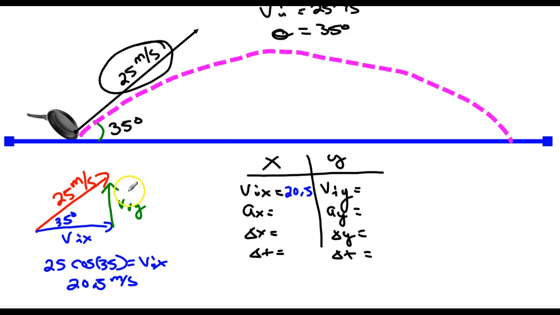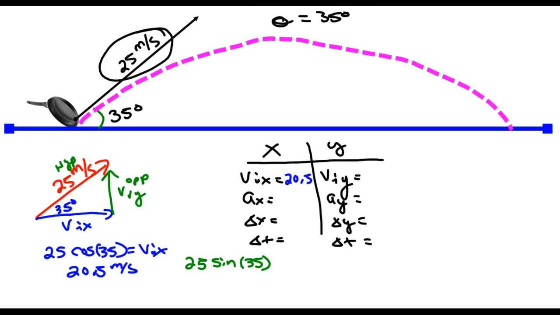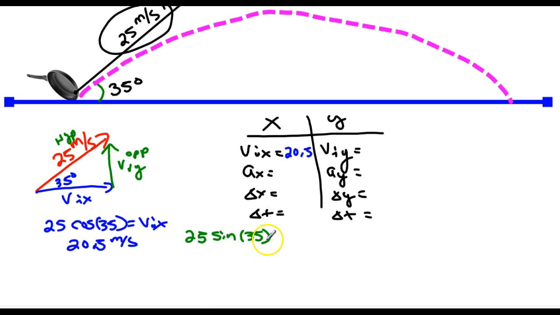And now for the VIY, I'm going to say 25 times the sine of 35. Why the sine of 35? Because this is the opposite side. This is the hypotenuse. You can watch how I do one of the other problems. We set it up as an equation and move on from there. It's just once you've done enough of these, you just start writing it out. It kind of saves a little bit of time. So I'm going to punch that in my calculator now.